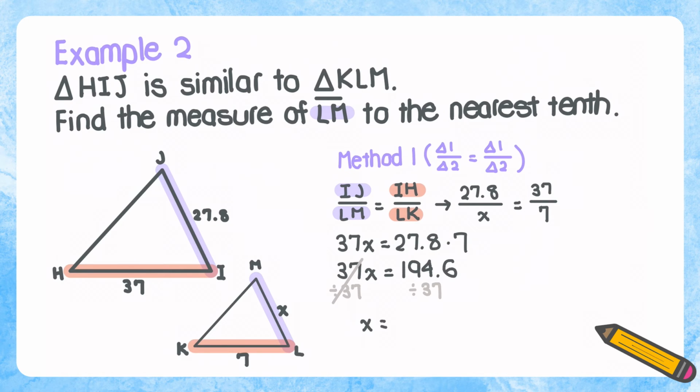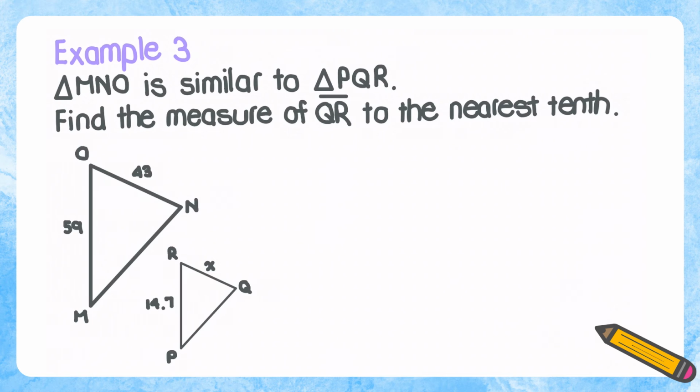And I find that X equals 5.259, and then it keeps going. But since we're just rounding to the nearest tenth, X is approximately 5.3. So in this case, we used the first method, so we batched by proportions to find the missing side length. Let's look at the third example. Go ahead and try this example on your own, and then press play when you're ready.